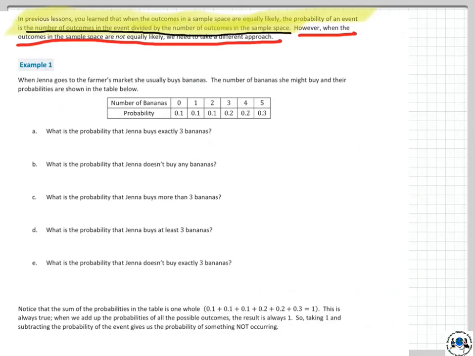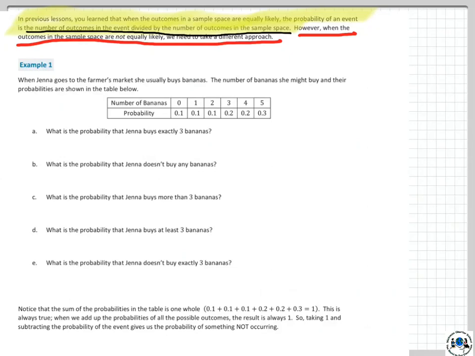So for example, if we had 4 different colors in a bag, and they're all equally likely, the chance of getting one of those 4 colors is 1 out of 4. If there were 20, and they all have the same probability, there would be 5 of each. So 5 out of 20 is the same as 1 out of 4. Okay, so that's no longer the case. We're not going to be looking at examples like that.